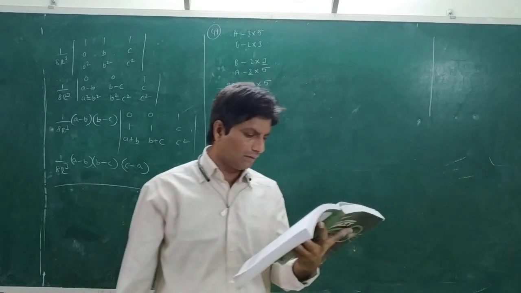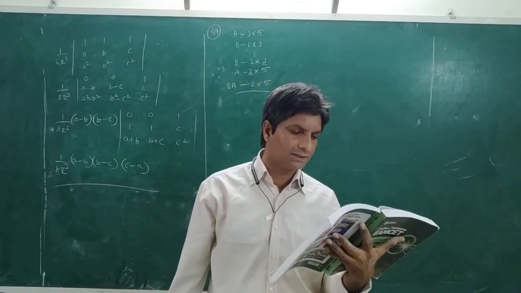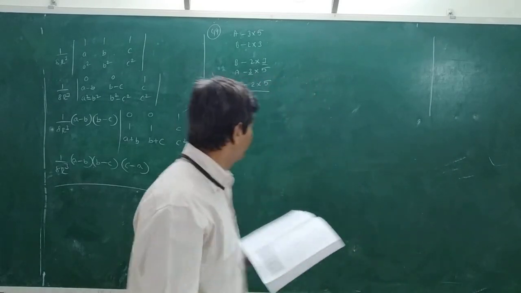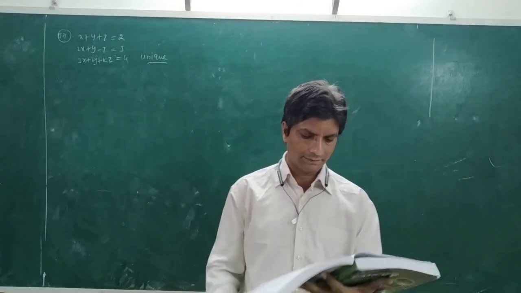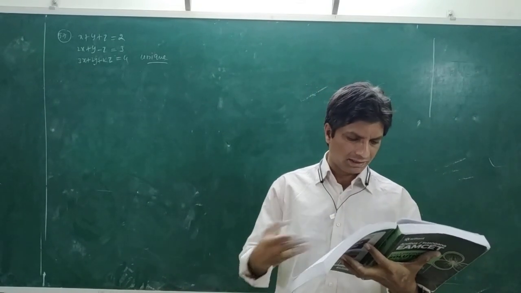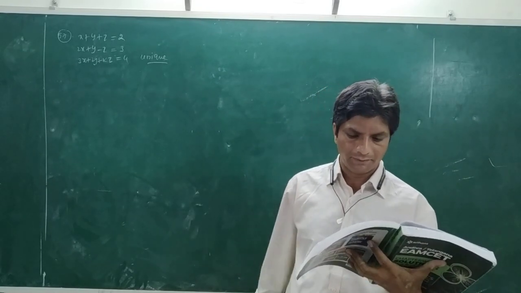Similarly, 50, 51, 52, we can do the problems here. Next, 54, 55, 56, we can do. Problem number 57. So remaining are 52, 51, 57, 56, 54, 53, we can do 57.